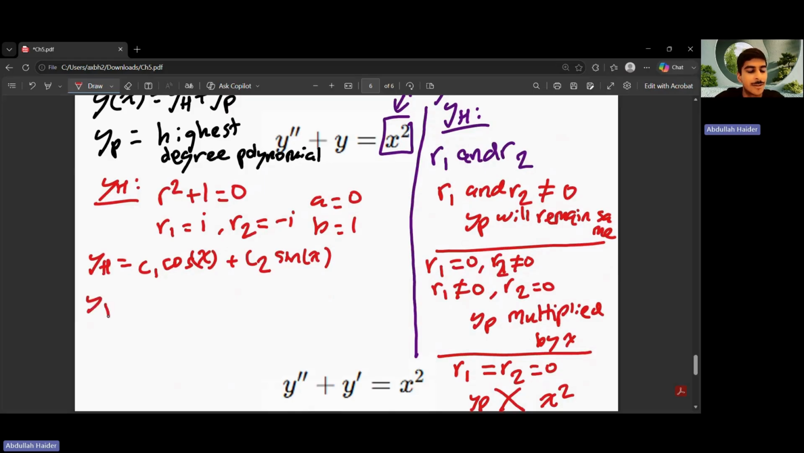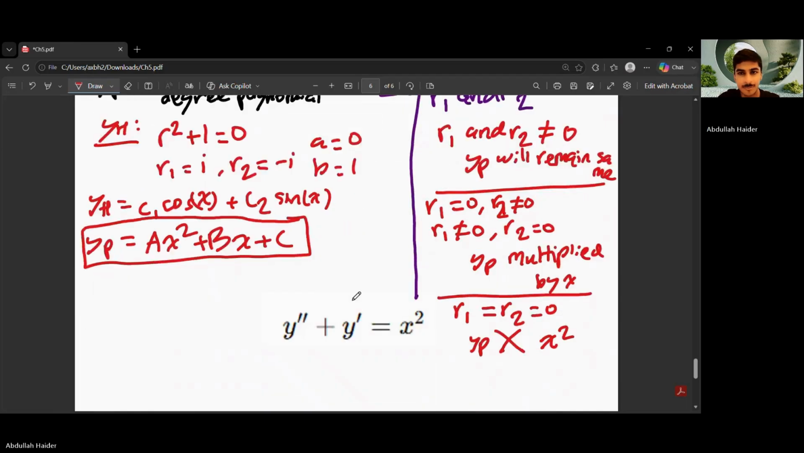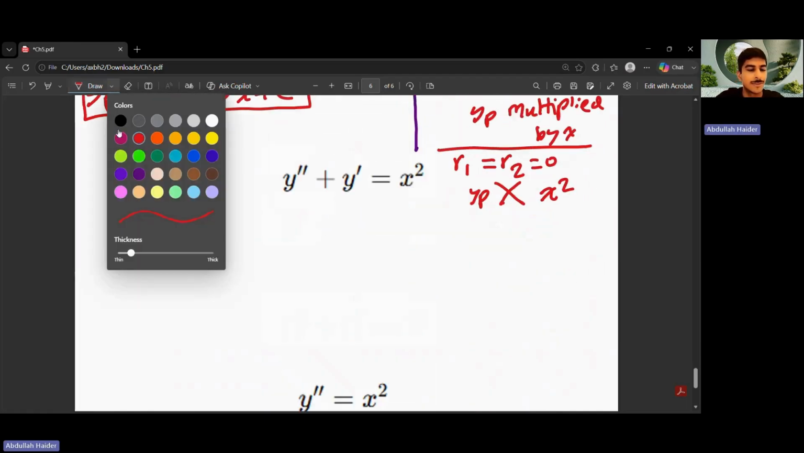And as I said, yp is going to be the highest degree polynomial of the f of x on the right side. So ax squared plus bx plus c. Now we won't multiply by x, because none of the r's are equal to 0. So as I said, if r1 and r2 are not equal to 0, yp will remain as is. And we will see r1 equal to 0 in this next case. So same idea.